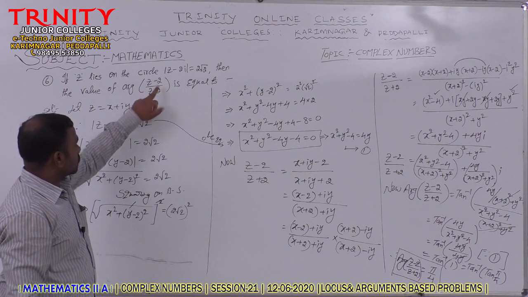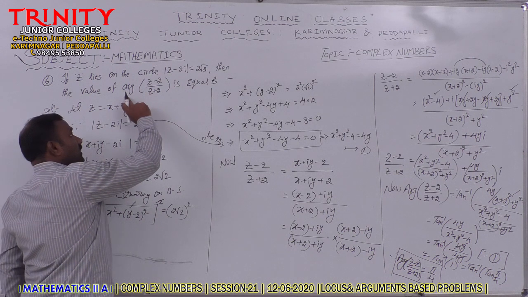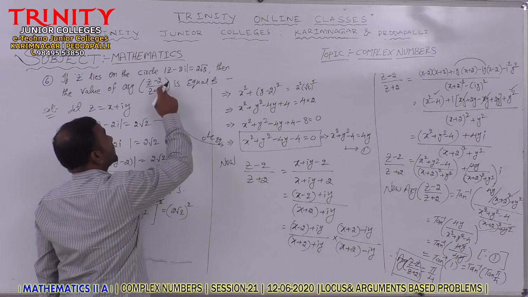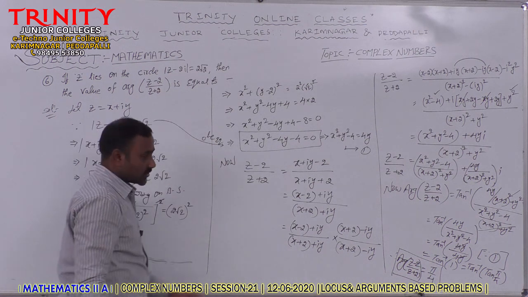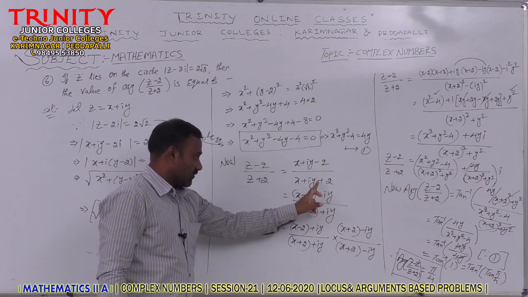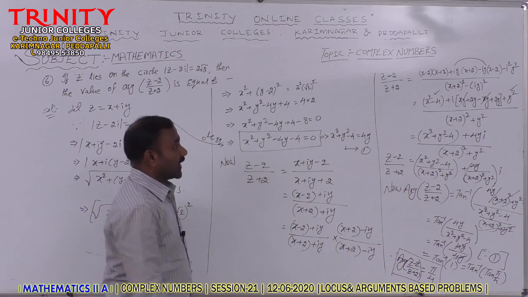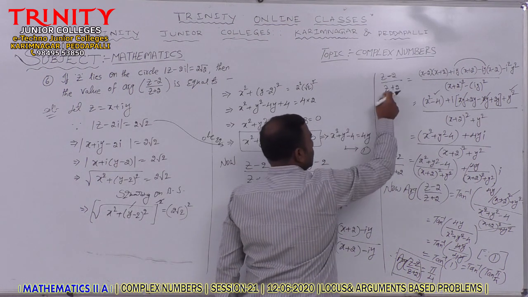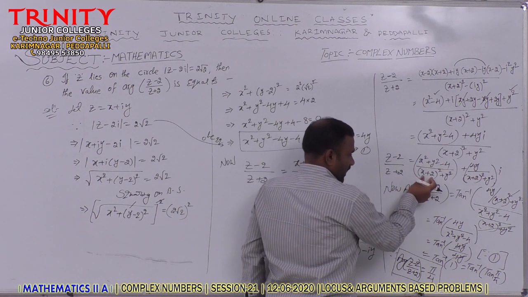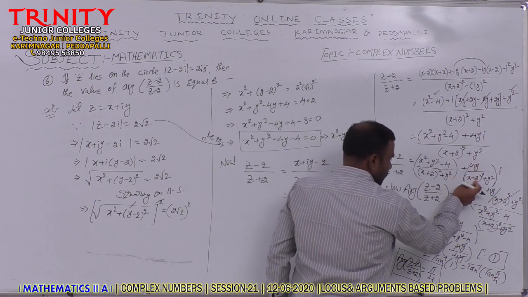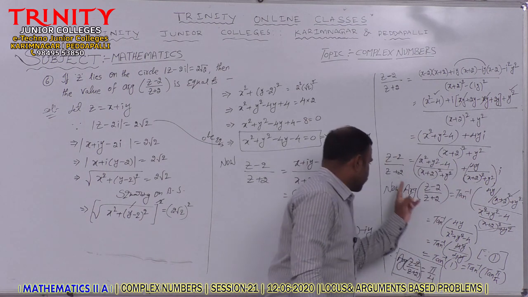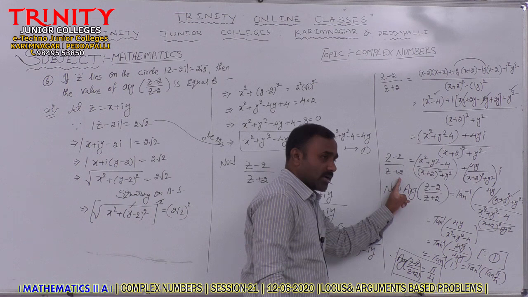To calculate the argument of (z minus 2) by (z plus 2), first we have to find the complex number it represents, that is (x plus iy minus 2) by (x plus iy plus 2). From that, we calculated the complex number as (x square plus y square minus 4) by ((x plus 2) whole square plus y square), plus (4y by ((x plus 2) whole square plus y square)) i, which is in the form of a plus ib. For that, we calculated the argument.